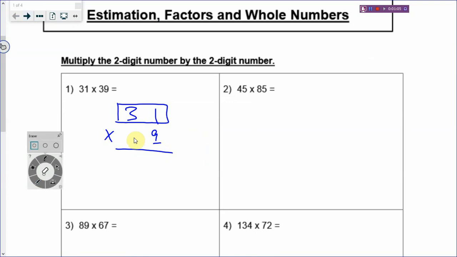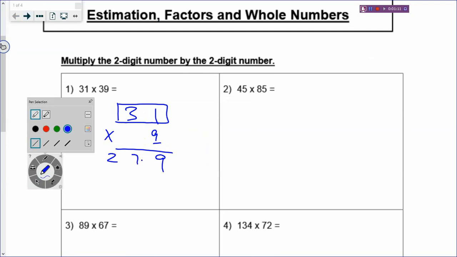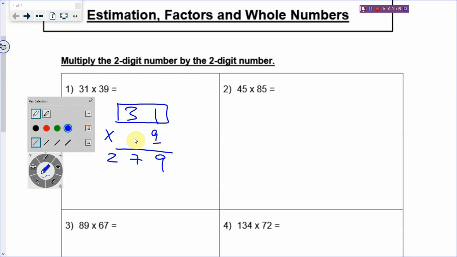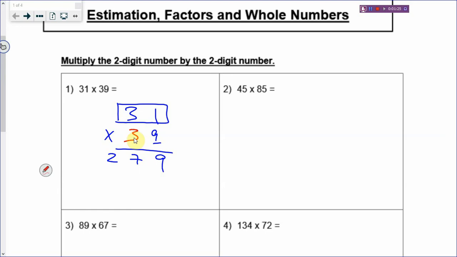So what is 31 times 9? You have 1 times 9, that is 9. And then 3 times 9 will be 27. So this is your primary 3 timetable. That's what you do in primary 3. But in primary 4, you have to do what? You have to multiply by two-digit numbers. So you have a 3 over here. Now you need to look at the 3.